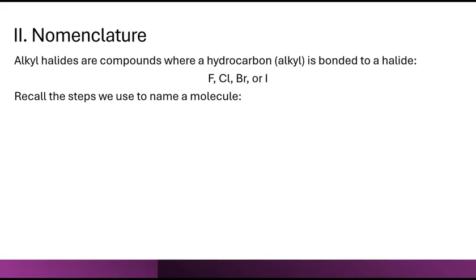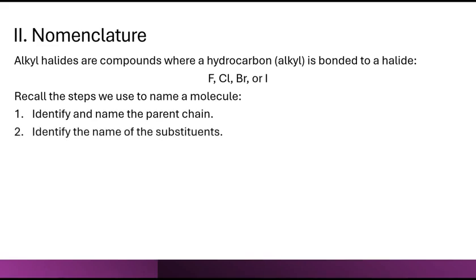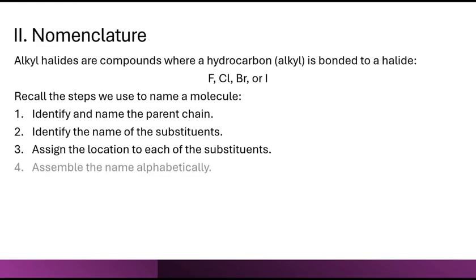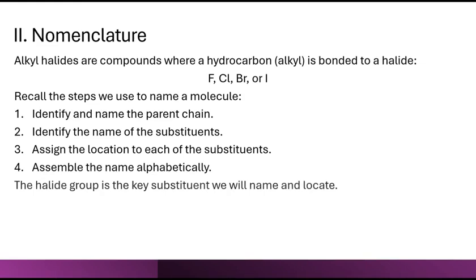2. Nomenclature. Alkyl halides are compounds where a hydrocarbon is bonded to a halide: F, Cl, Br, I. Recall the steps that we use to name a molecule. Identify and name the parent chain. Identify and name the substituents. Assign the location to each of the substituents. Assemble the name in alphabetical order in front of the parent chain name. The halide group is a key substituent we will name and locate. For example, 2-chloropropane and 2-bromo-2-methylpentane.